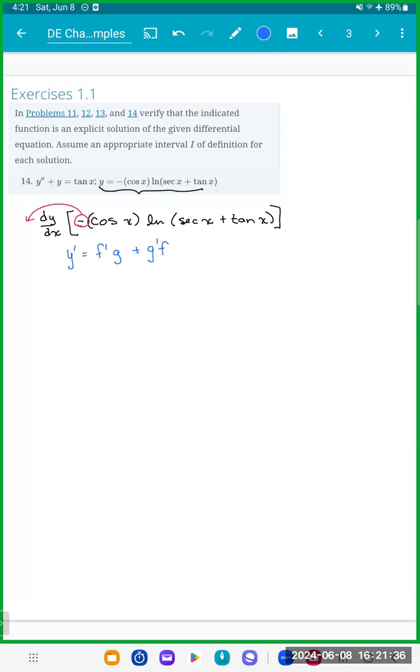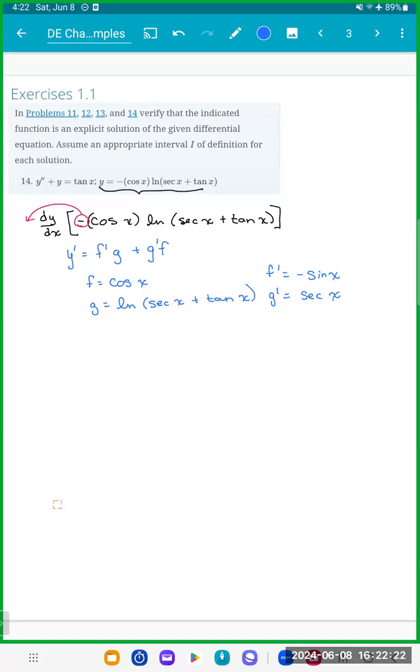Okay, and so if we look at this, our f function is going to be just our cosine of x, and our g function is going to be that ln of the secant of x plus the tangent of x. Okay, so when we take the derivative of each of those, our f prime, the derivative of cosine, is negative sine of x. And the derivative of our ln secant x plus tangent x is going to just be our secant of x.